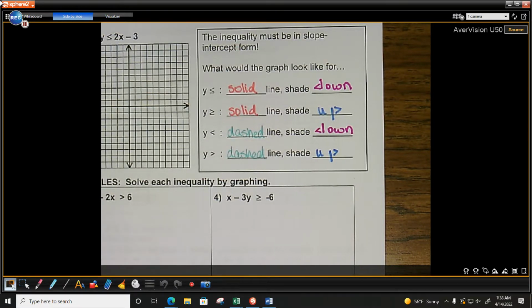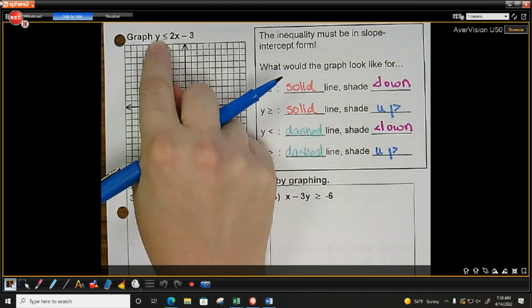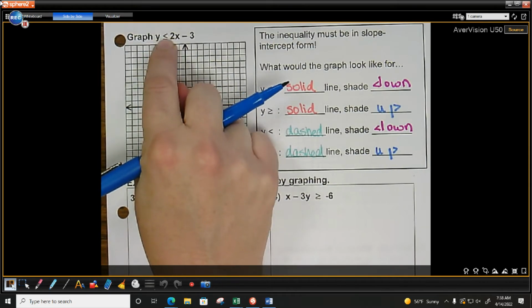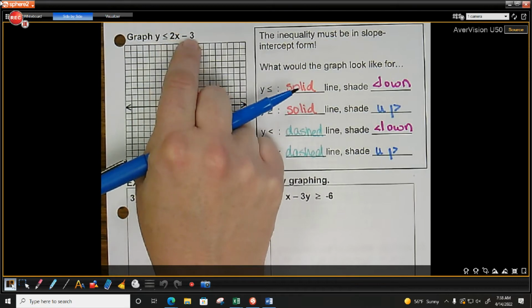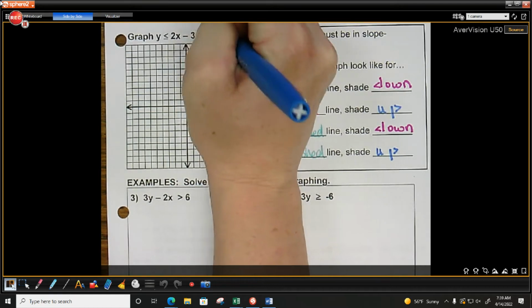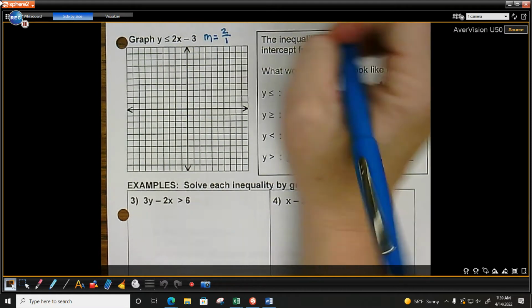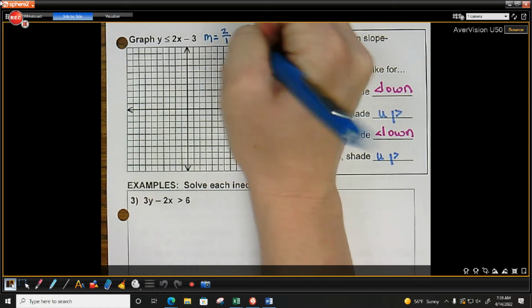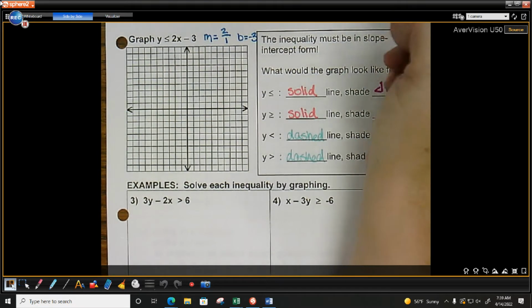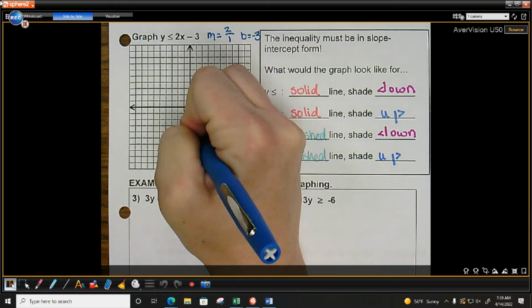Okay, so this is just like graphing our linear functions. We need our M and our B. So looking at this inequality, y is less than or equal to 2x minus 3. What's my M? 2, and for graphing purposes, I always write it as a fraction, 2 over 1, so I visually see my rise and my run. What's my B? Negative 3. So guys, so far, nothing different. Where am I going to begin when I graph? Negative 3 on the y-axis.